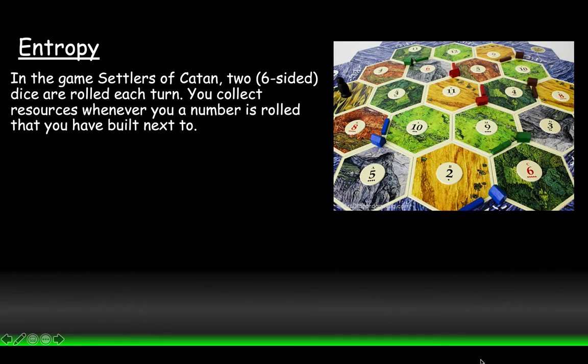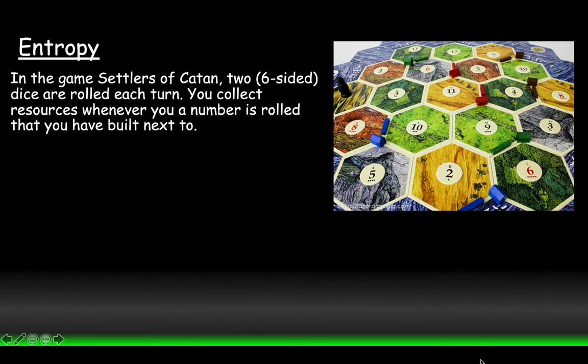Entropy is a concept from statistical mechanics. Statistical mechanics is the underlying basis for thermal physics, the study of temperature, pressure, heat flow, and states of matter. Entropy is often described as the amount or a measure of disorder within a system.